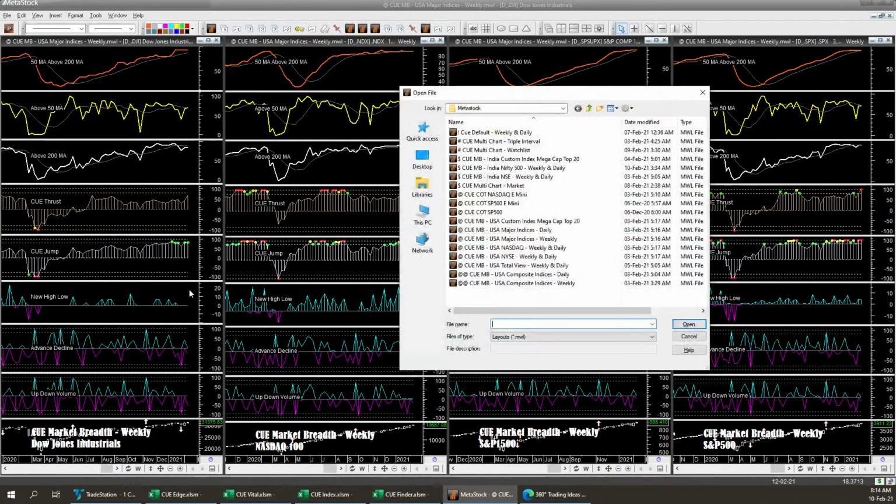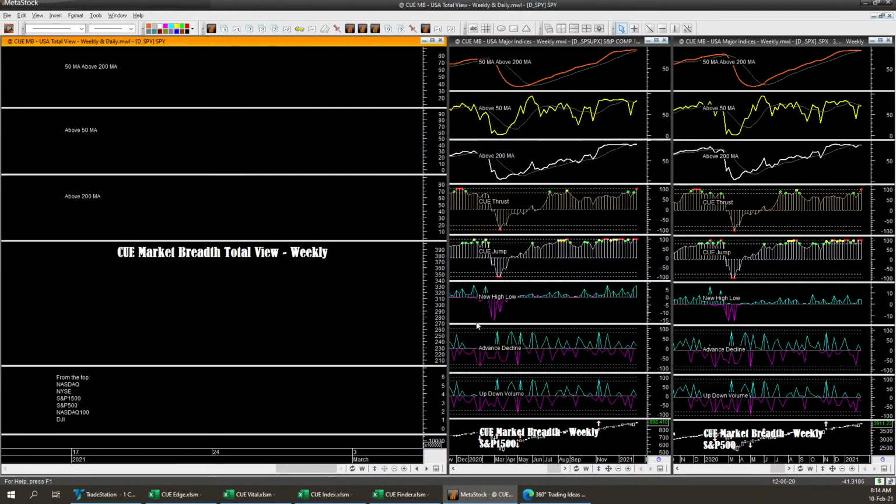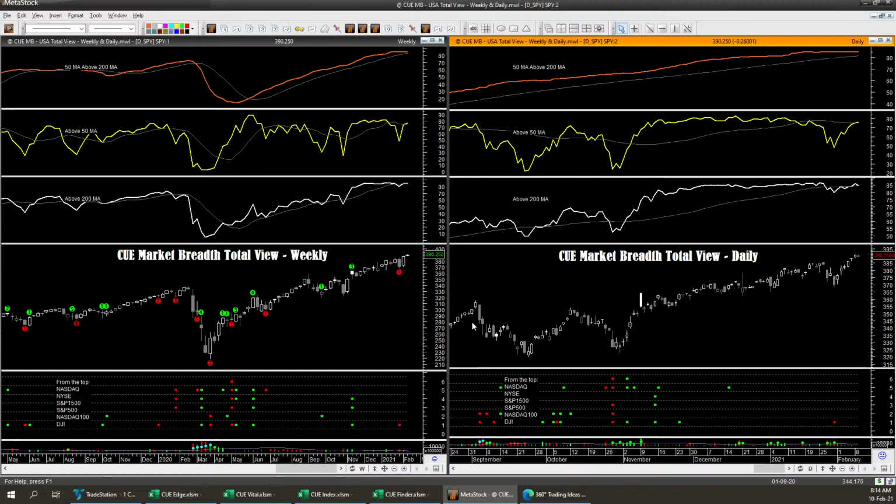As I mentioned, no significant correction had occurred in the past without the distribution count in this market breadth total view study, weekly and daily, that combines all the 6 indices: 4 major indices, Dow Jones, Nasdaq, S&P 500, 1500, and then NYSE composite and Nasdaq composite. It is a total view of all those indices.